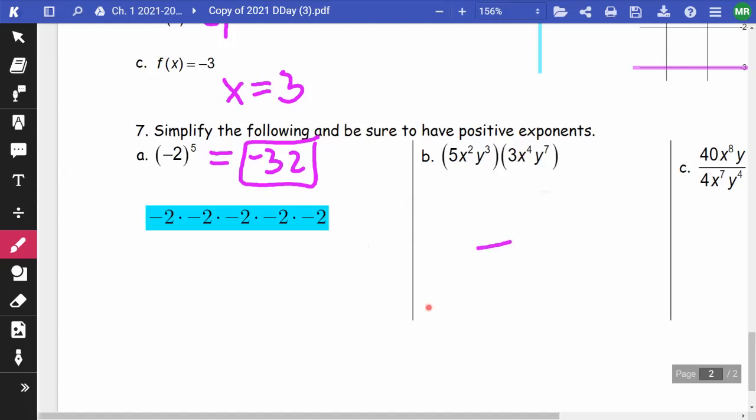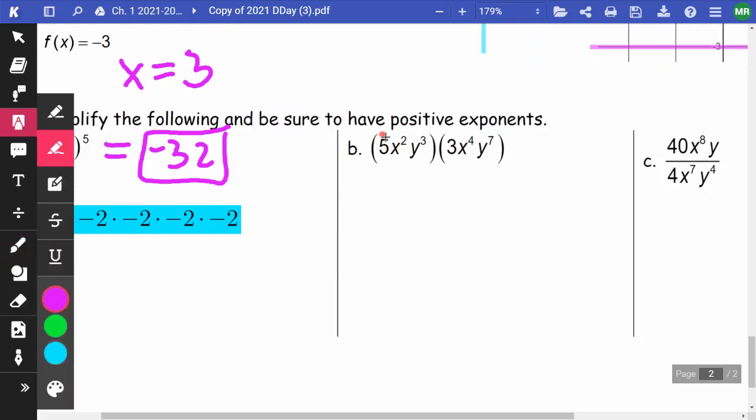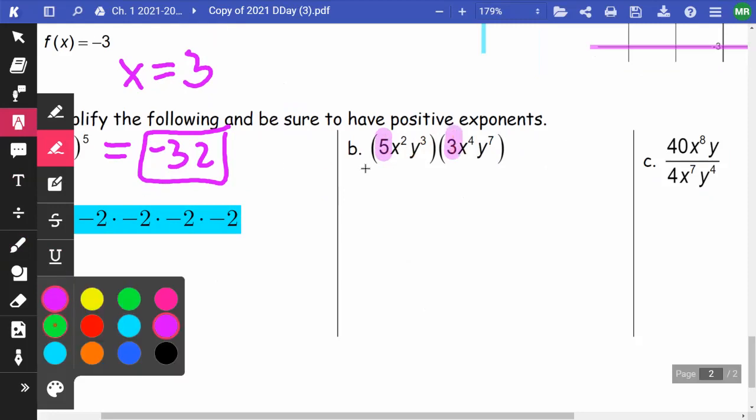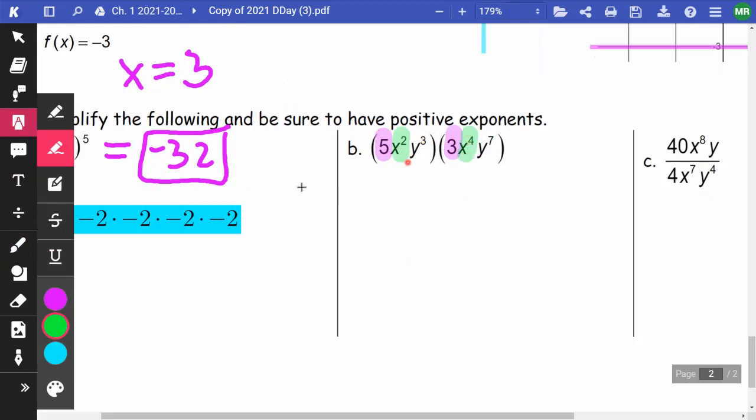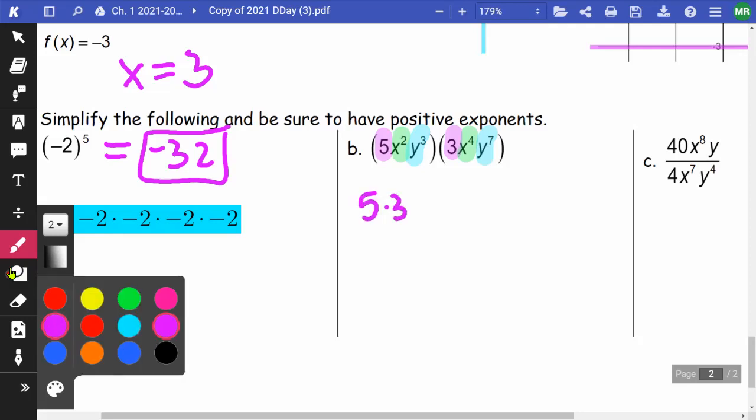Now on a problem like this, I'm just going to color code here, okay? Let me just grab a highlighter. So I make sure that there's no exponent outside my parentheses, because that's going to change things inside. So there's no exponent out here. There's no exponent out here. So what's happening here is my 5 and my 3 are going to be multiplying. Those are normal numbers, okay? My x to the second is going to multiply with x to the fourth. My y to the third is going to multiply with y to the seventh, okay? So if I'm color coding this, I'm going to have 5 times 3, and then x to the second times x to the fourth, and then y to the third times y to the seventh.